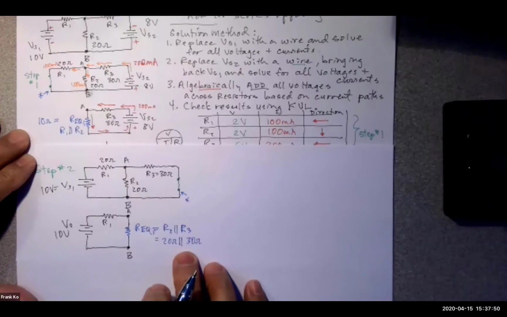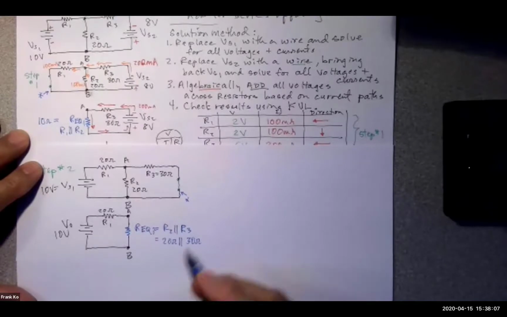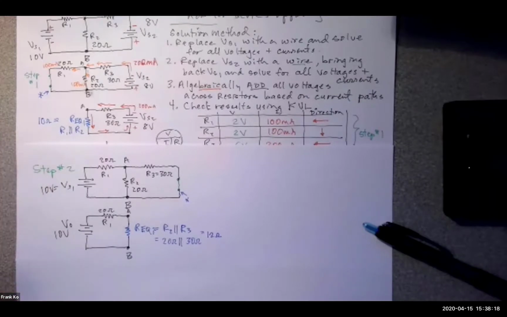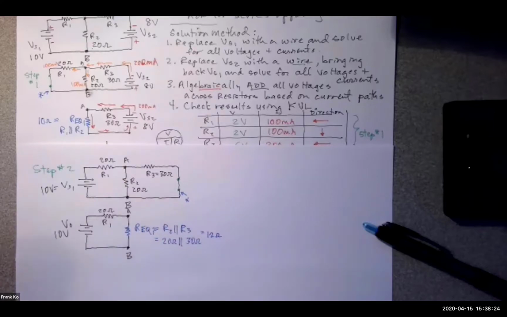How do I reconcile this? I could do product over sum. I could do reciprocal. Would you please calculate what that equivalent resistance works out to be, please? 12 ohms. Okay, Rolando. How many people agree with Rolando that this will work out to be 12 ohms? Agree. Okay, everybody okay with that? Cool. So we've taken 3 resistors and now brought it down to 2 resistors. Very good. What else do we need to do to continue with this to a successful conclusion?